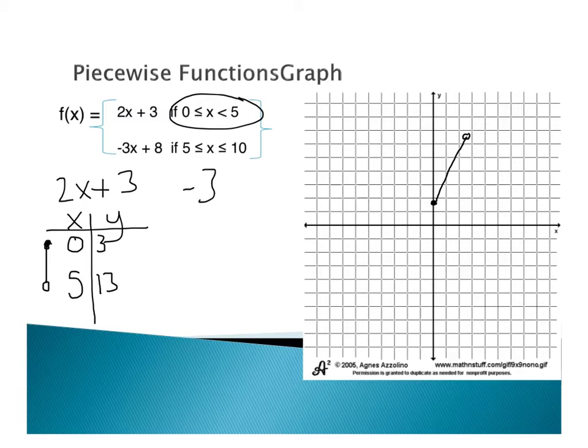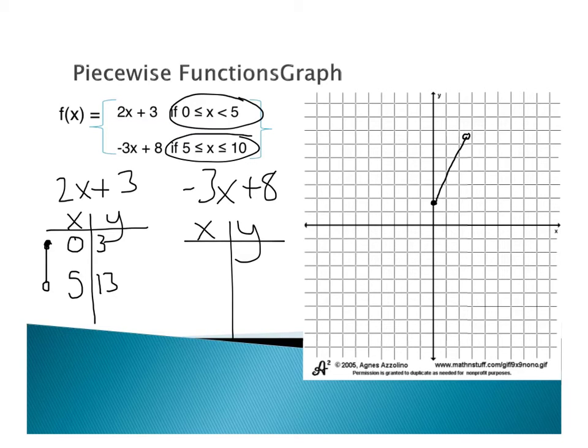You have negative 3x plus 8. And let's make our t-chart. This time I'll be using these points right here. So we have 5 and 10. And this time they're both closed circles because both these are less than or equal to. So this is closed, and I'm going to have a line connecting them.